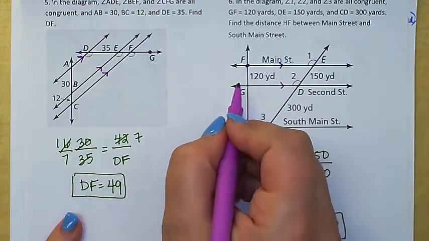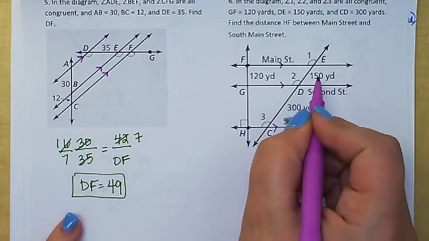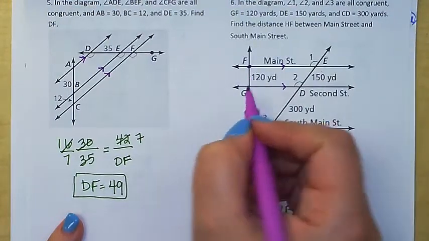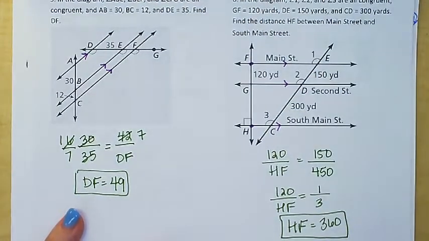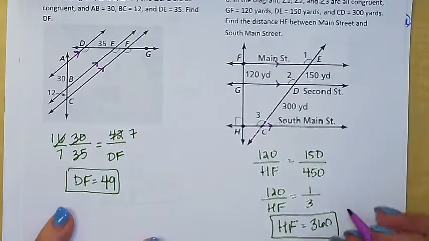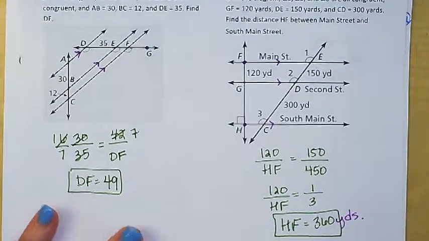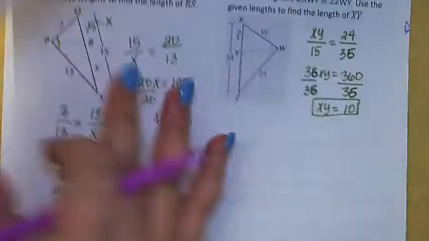You could have also done 120 is to GH, as 150 is to 300. Found this, but then just make sure you add that 120 back so you have the full length. Either way, the full length should be 360. And shame on me, this should be in yards. Where are my units? Okay, there you go. So hopefully that's helpful. You tried it, then we went over it. Let's go through the last one.